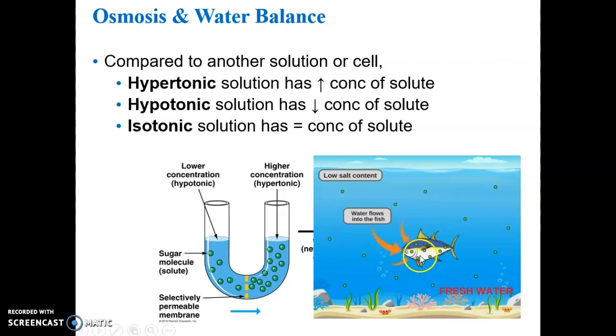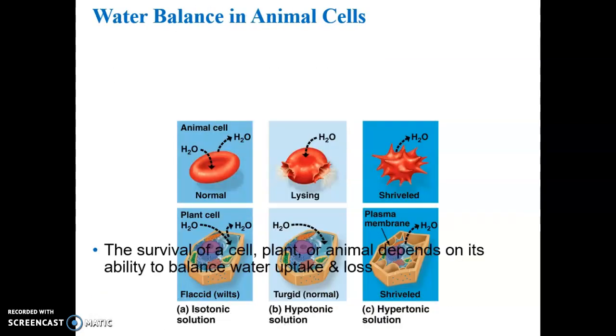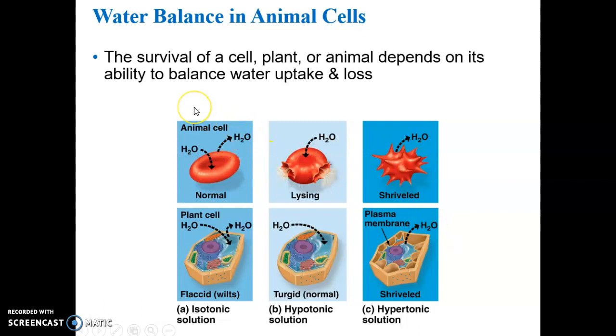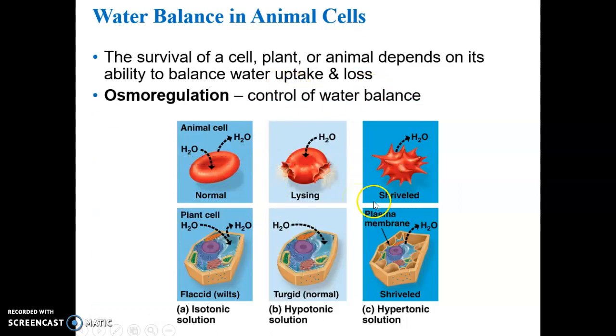And what freshwater fish do is they urinate, they pee constantly, very dilute urine, to get rid of the excess water that's constantly moving into their cells and tissues. So water balance is essential for the health of cells, organisms, tissues, plants and or animals. Okay? So the survival of these things depends on the ability to regulate and balance water uptake, intake, and water loss. So osmoregulation is the control of water balance in organisms. Osmo for water, regulation for control of the water concentration.